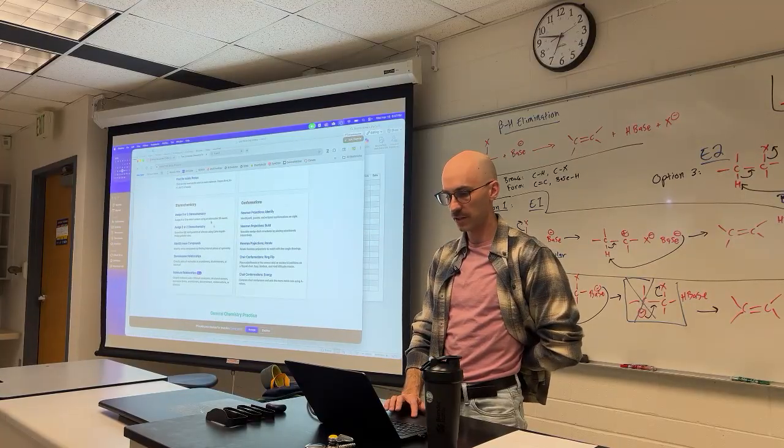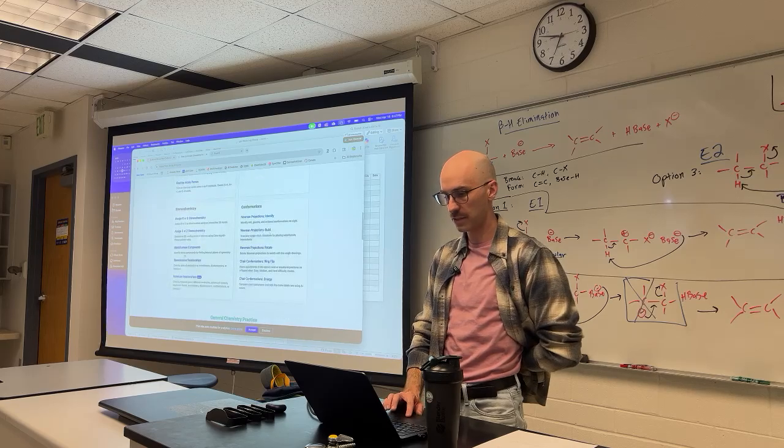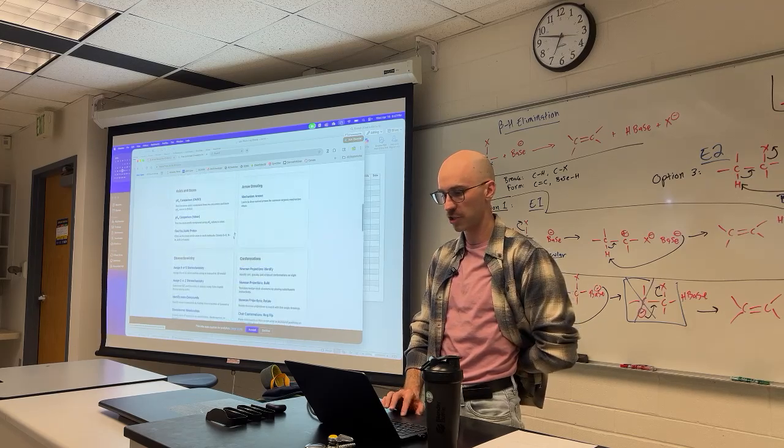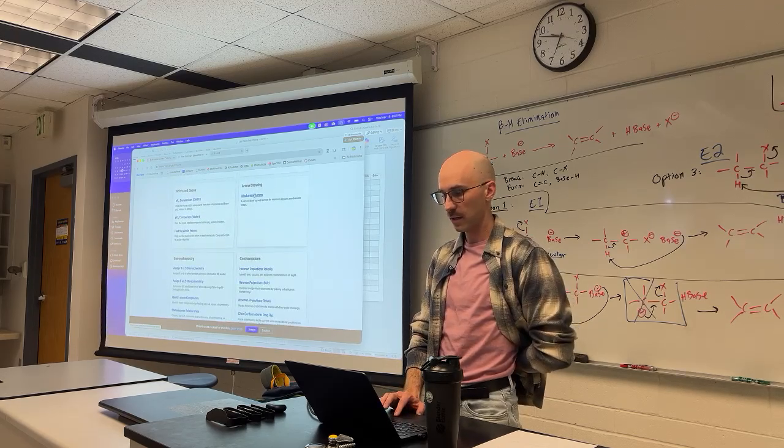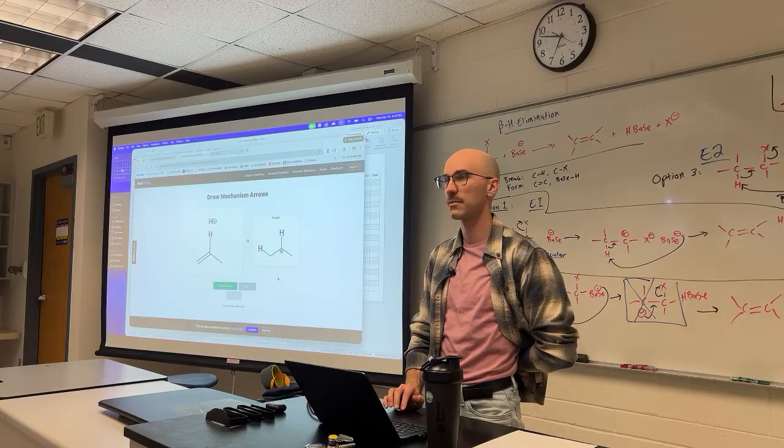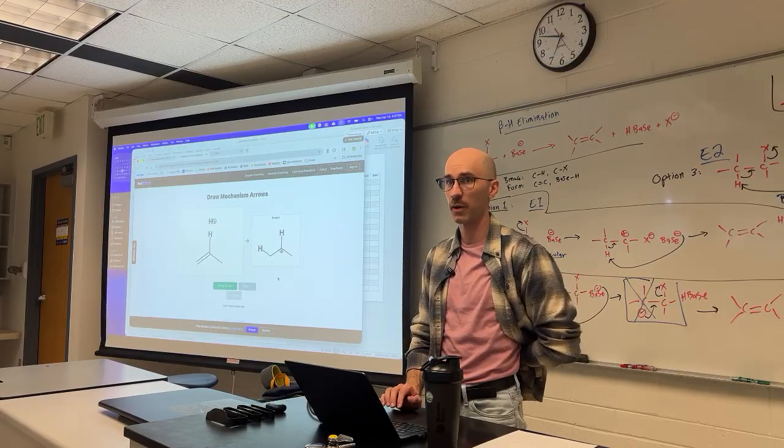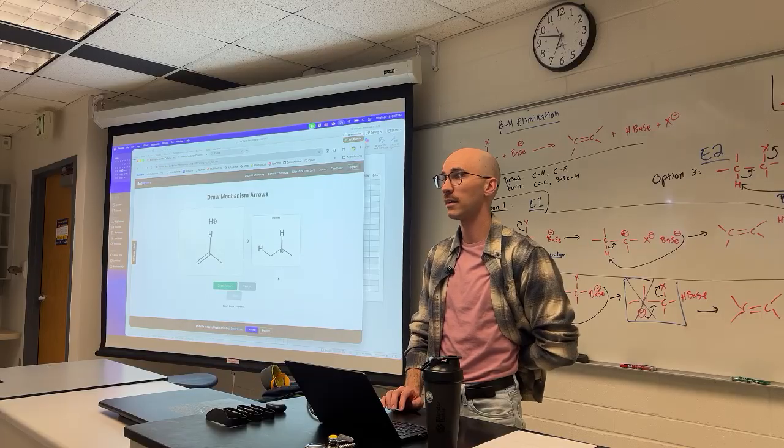But otherwise, chair conformations, stereochemistry, meso compounds, molecular relationships, find the acidic proton, draw mechanism arrows. Use it to your advantage, practice with it. It's a really great resource.